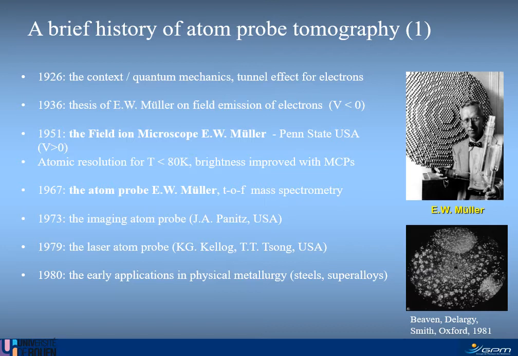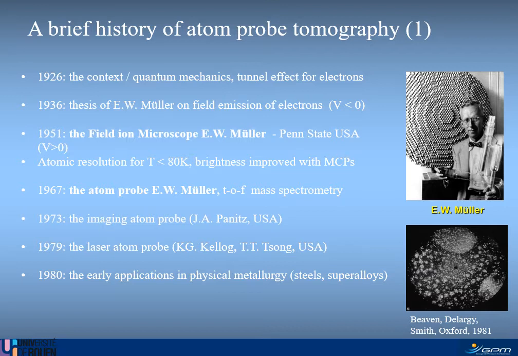In 1967, this is the invention of the atom probe by Erwin Müller. At the time it was not a tomographic atom probe, not a 3D atom probe; it was what we could call a one-dimensional atom probe. The principle is based on time-of-flight mass spectrometry of atoms that are evaporated from the tip surface.